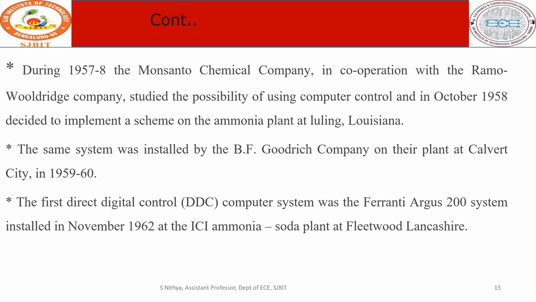The first direct digital control computer system was implemented in 1962. That was the Fahrenheit Argus 200 system, installed in November 1962 at a soda plant. So these are the systems. I will tell you what a direct digital control system is in depth when we talk about the further topics.